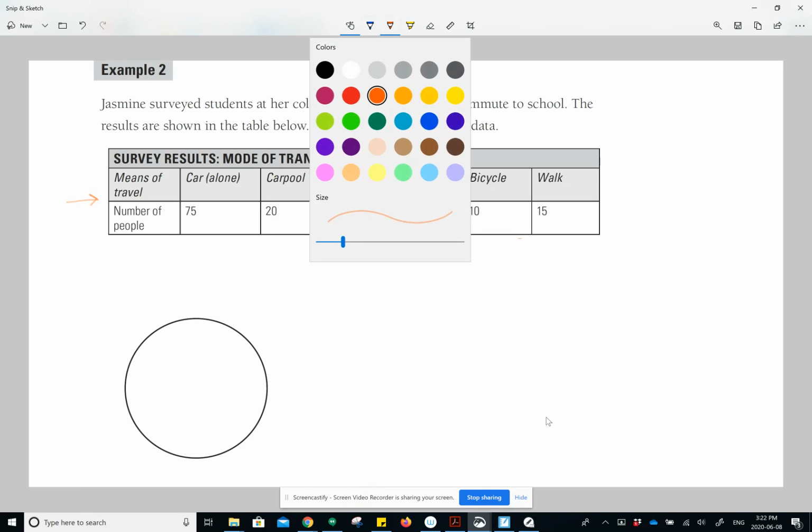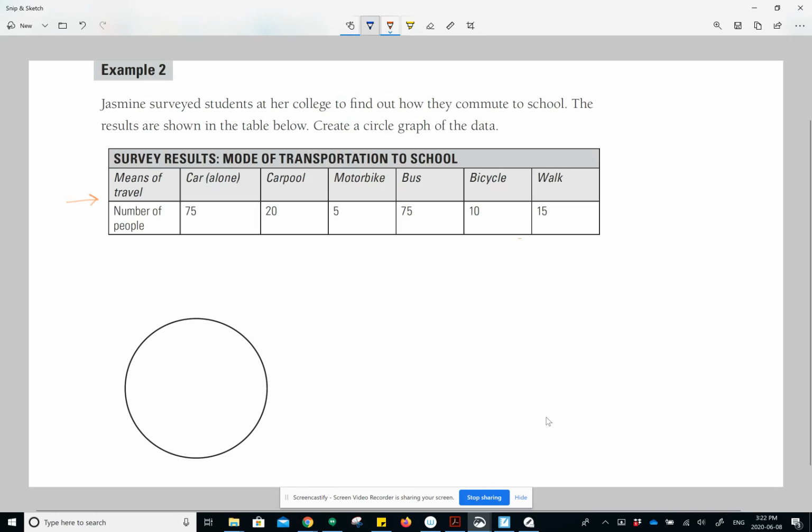Oh, I don't like the color of that pen at all. Here we go. Let's do this.